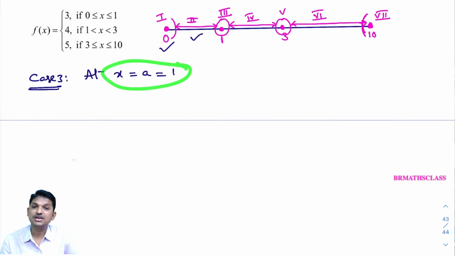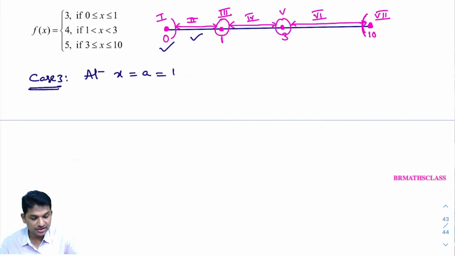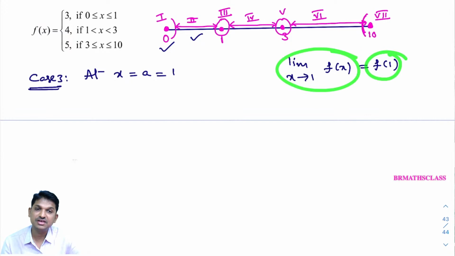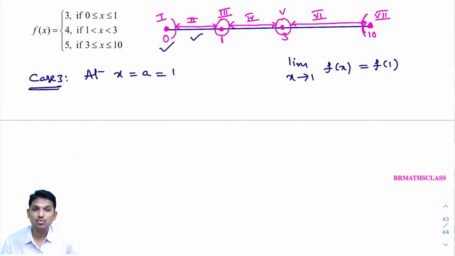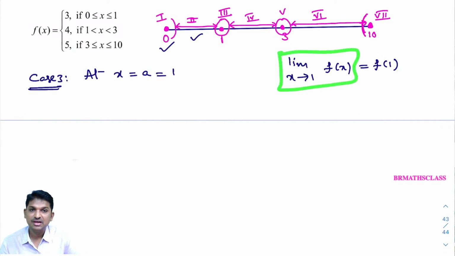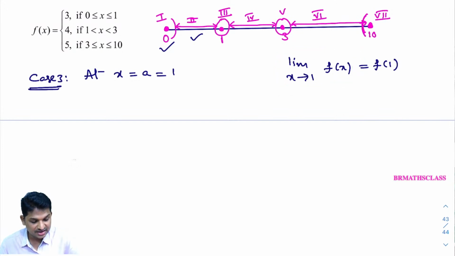When we say the function is continuous at x equal to 1, the hero of the story is limit x approaches 1, f of x equal to f of 1. Then we say that this function is continuous at x equal to 1. So I need to calculate this one. We have a problem to calculate this. What is the problem you will get? Let's see here: limit x approaches 1, f of x. I want to calculate this.